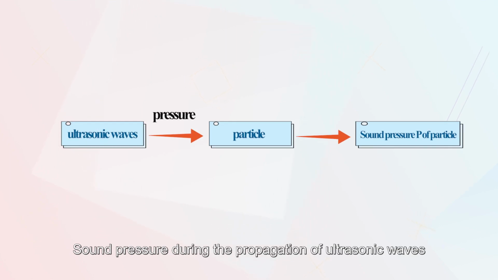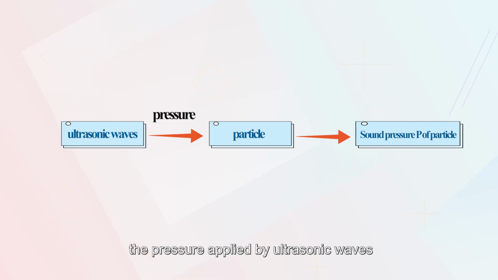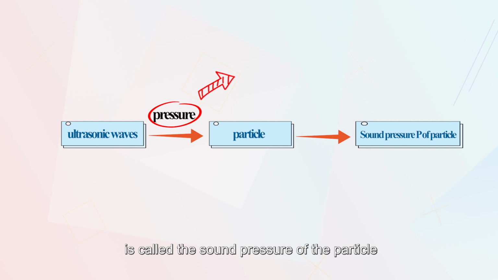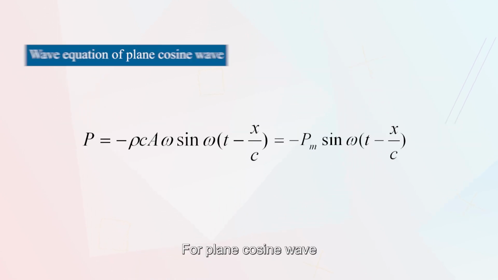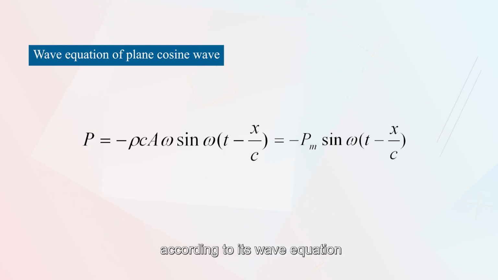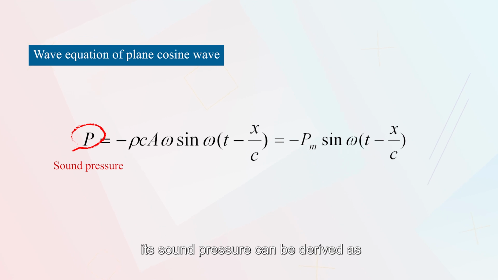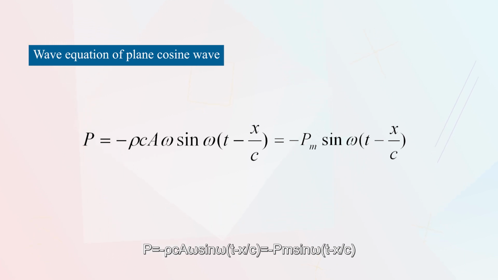1. Sound pressure. During the propagation of ultrasonic waves, the pressure applied by ultrasonic waves to the particles is called the sound pressure of the particle, which is represented by the capital letter P. For a plane cosine wave, according to its wave equation, its sound pressure can be written as p = -ρCAω sin ω(t - x/C) = -P_M sin ω(t - x/C).